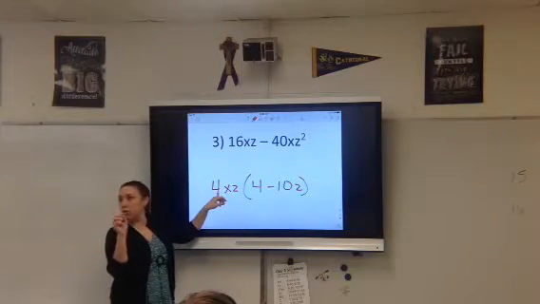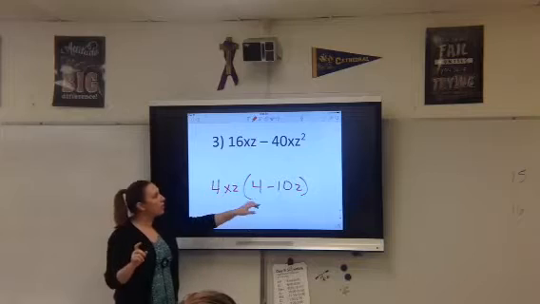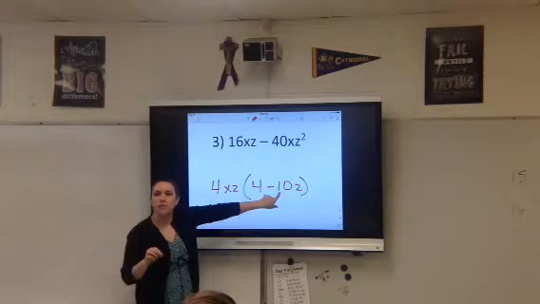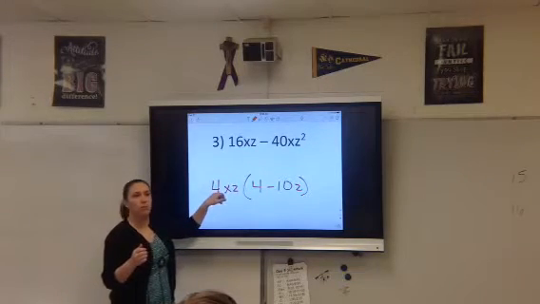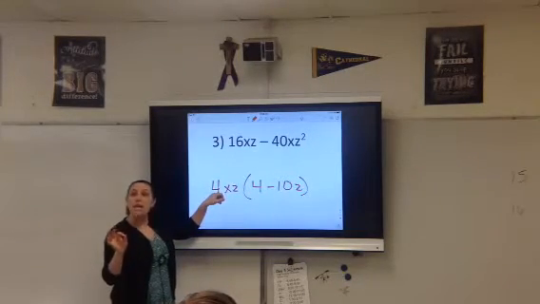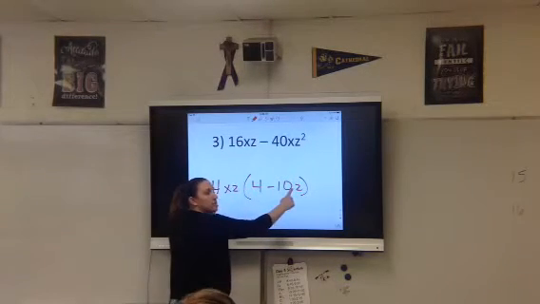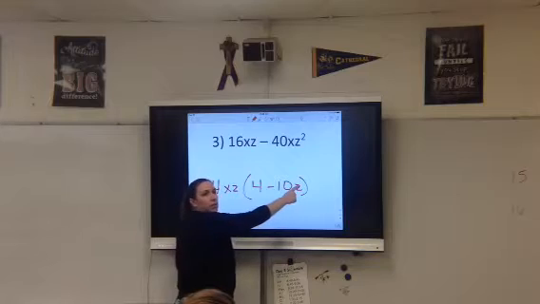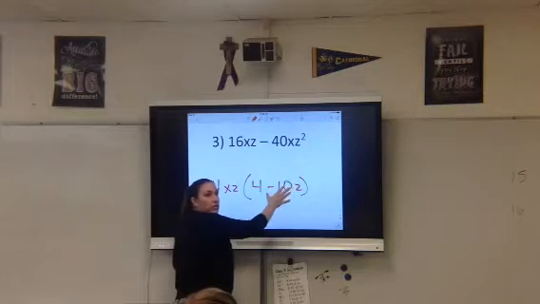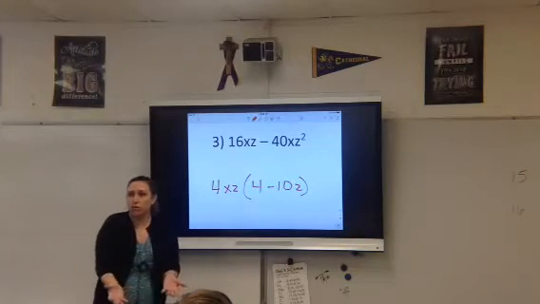You see something that you know goes in, you pull it out. However, look on the inside. Can something still come out of 4 and 10? 2. Okay, another 2. So instead of pulling out a 4, what should we pull out? An 8. Now, you can always spot check real quick. When you pull something out and you look on the inside, double check. Is there something else that can come out? So in this case, the answer is yes. They're both even. So we know a 2 is going to come out.